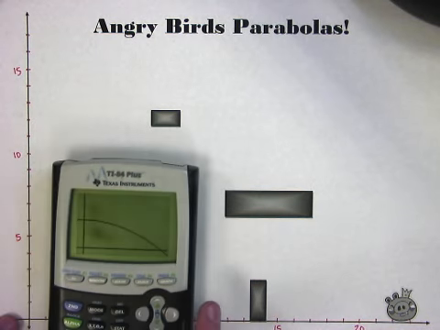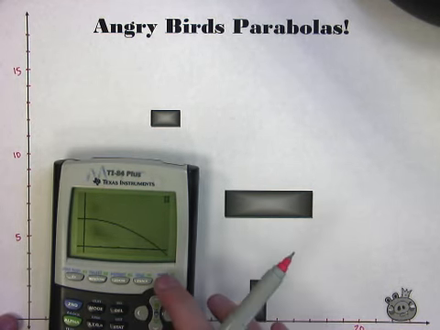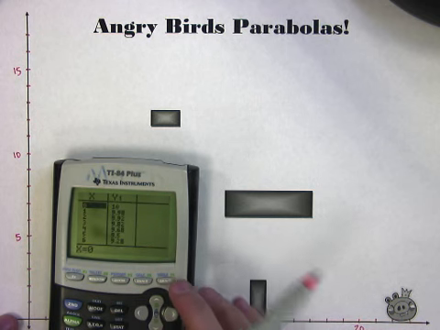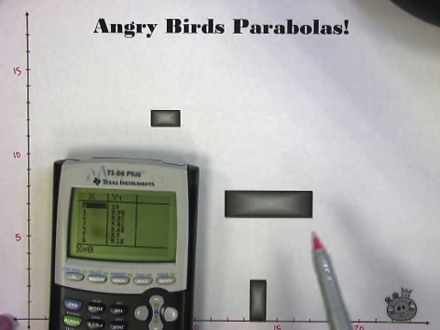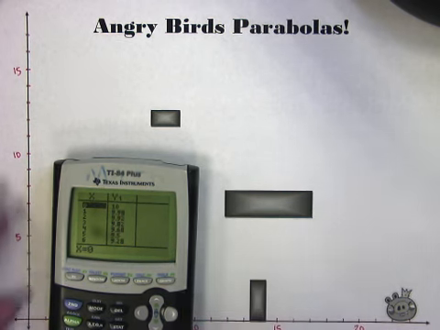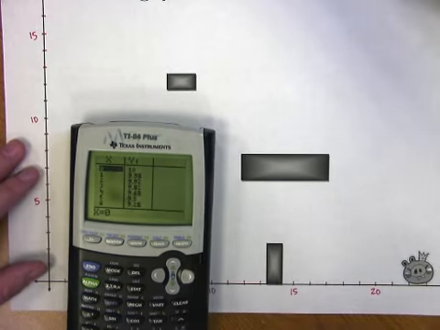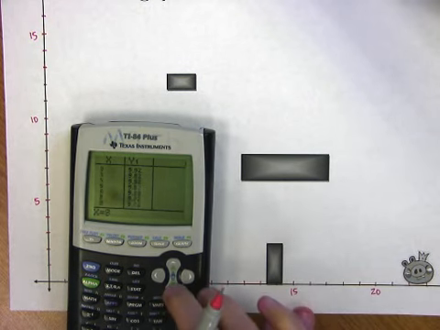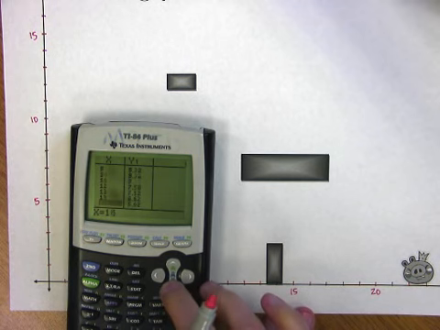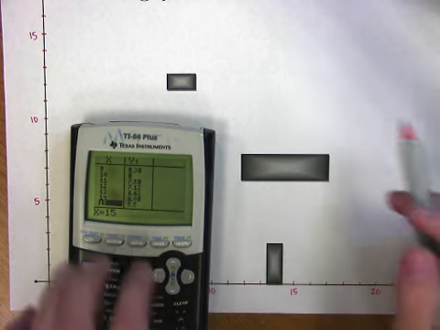To check it, I would go into my graphing calculator's table, hitting second and then graph to get to the table. And then I would plot some of these points to see if I'm actually missing the obstacles and still hitting the pig. Now, I'm worried about this obstacle, so I don't know if you guys can see very well, but this is over 15. So I'm going to scroll down on my table and look and see how high 15 is. 15 is at 5.5.